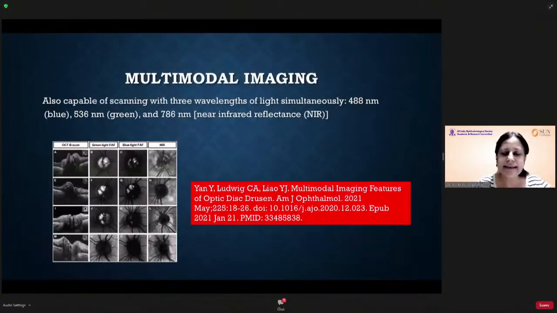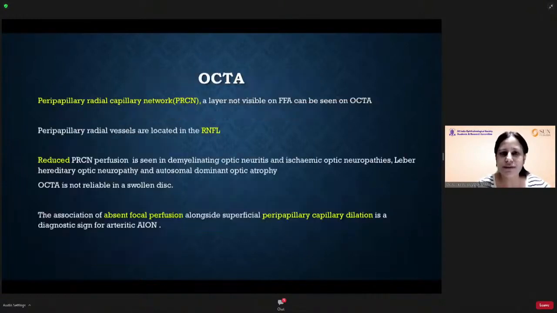The latest in the imaging in optic nerve head drusen is this paper, where multimodal imaging using the OCT and scanning laser ophthalmoscope, using simultaneously 3 wavelengths of light, that is red, infrared, green, and blue, has been used to study the OCT characteristics of optic nerve head drusen. This is my last slide. OCT angiography can be used to study ischemic optic neuropathy, and study in detail the optic disc vasculature, the blood supply to it, but its use is limited because it cannot be used in swollen discs.